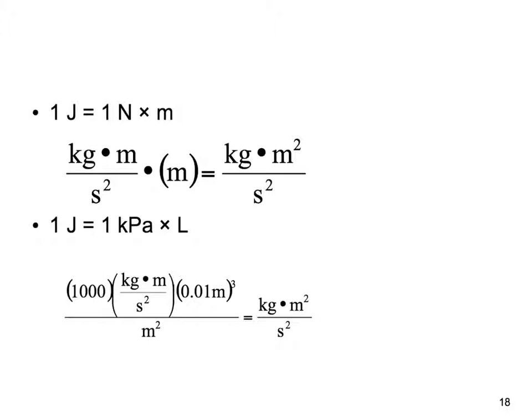This slide just shows you the derivation of finding that 1 joule is equal to 1 newton times meter. So you can take a look at this. The other thing it shows is that 1 joule is equal to 1 kilopascal times 1 liter. And that's actually it for this section.